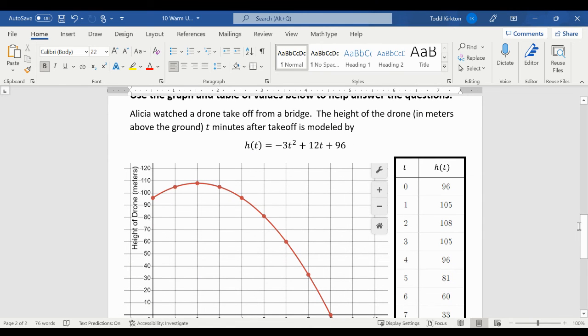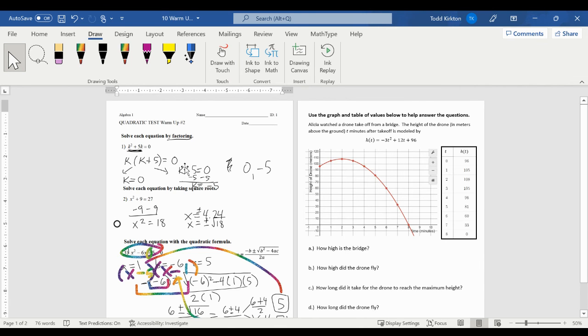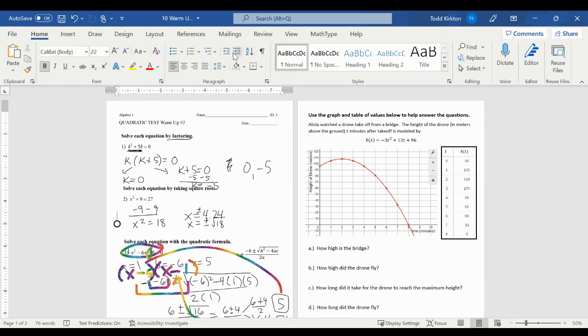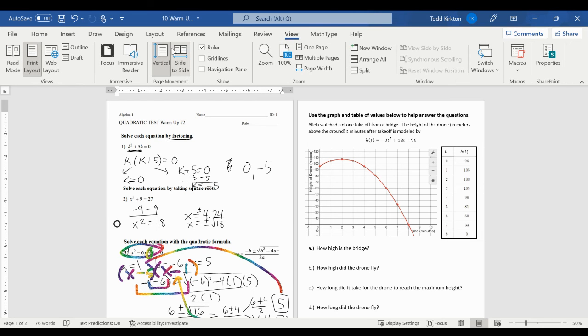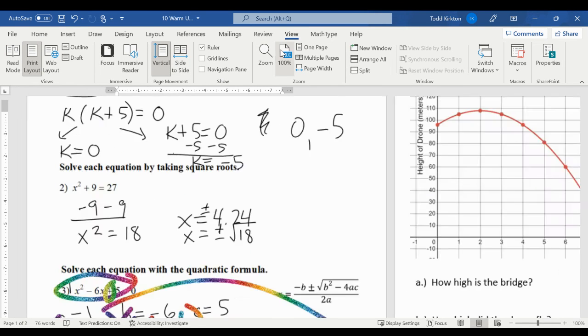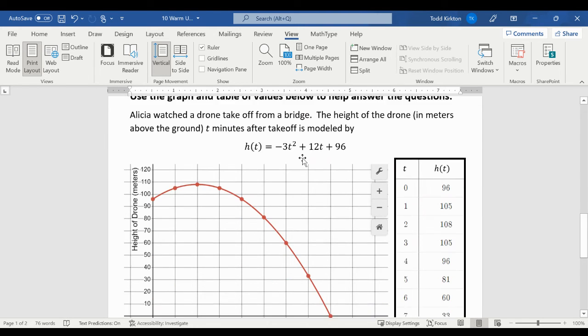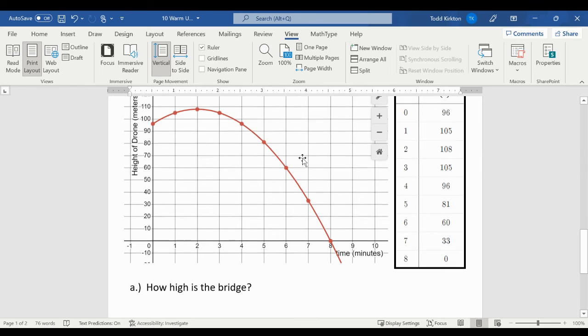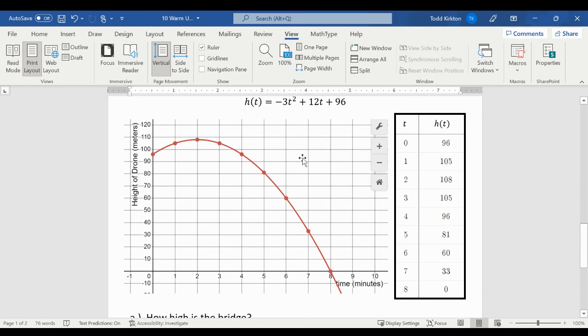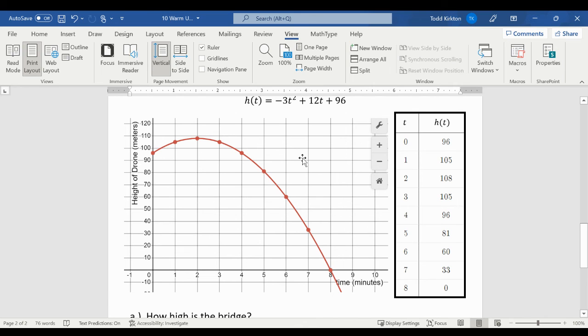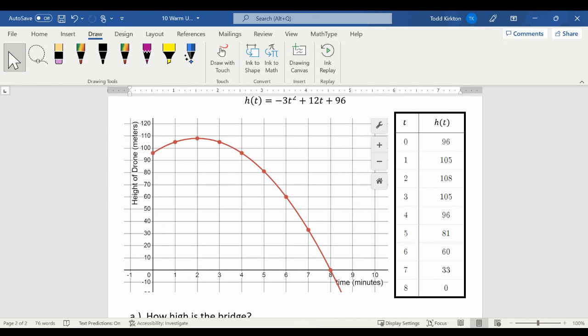So it says, use the table to answer the questions. So our table has all the values that we need. So we have this graph, we have an equation. How high is the bridge? So this thing is being launched off the bridge. And you might not be able to tell just by looking at the graph, but if you look at the table, when time is 0, that's where we start. So the height is 96.